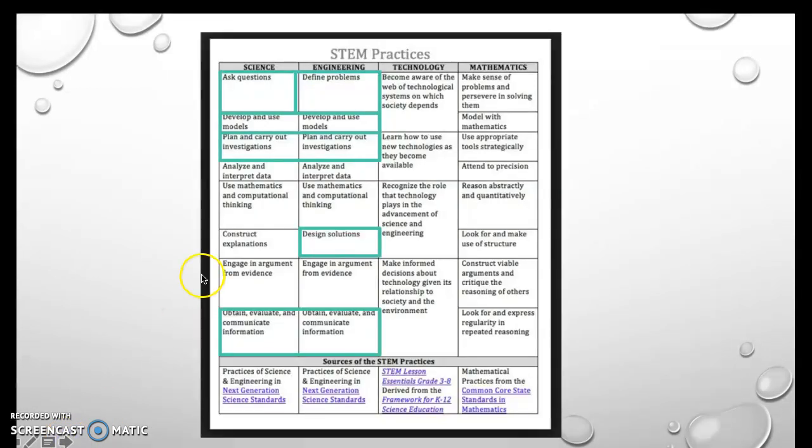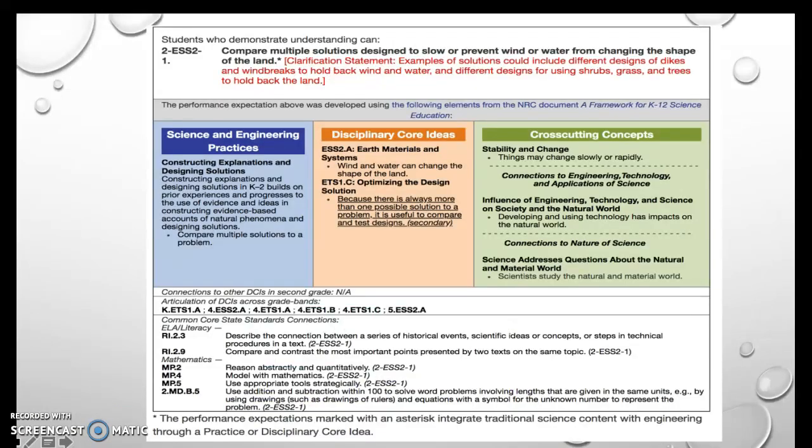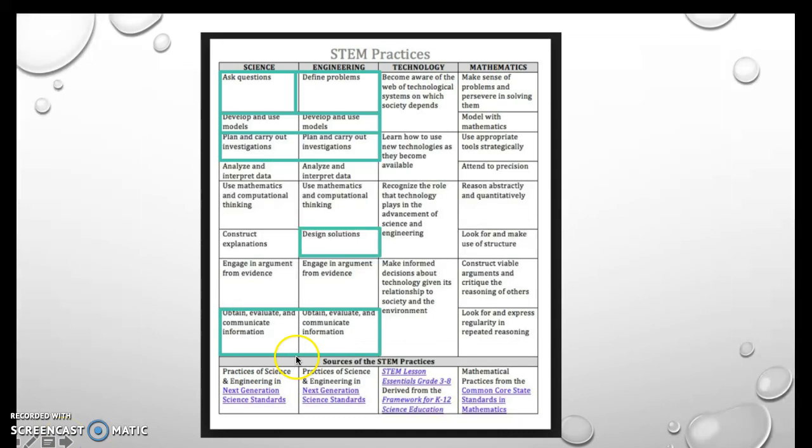When looking at my STEM practices, there were some areas that I felt were really strong in this lesson. Some areas that I questioned, and if it wasn't for these Next Gen standards that I found, I don't know if I would have initially selected, for example, the use of technology. But it definitely, we were asking questions, we were defining problems, we were creating models. You had to plan and carry out the investigation. We had to design solutions, and then through this part with our screencast, we had to evaluate and communicate the information.